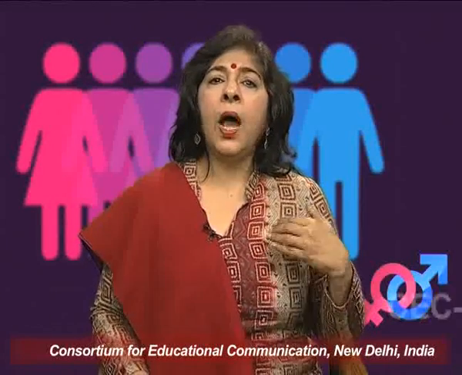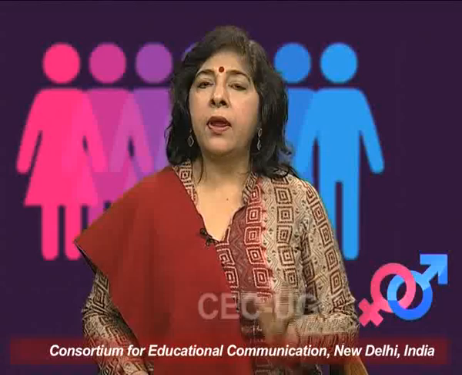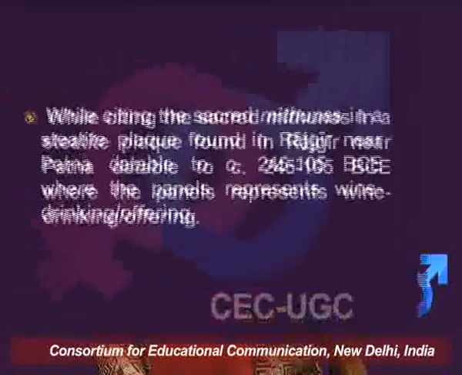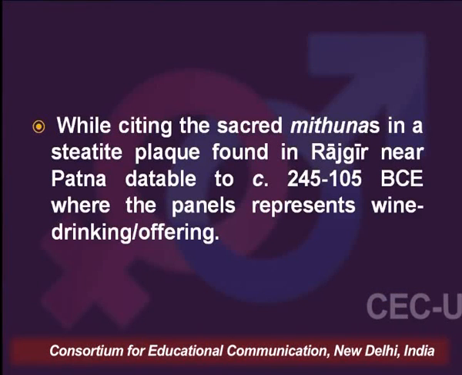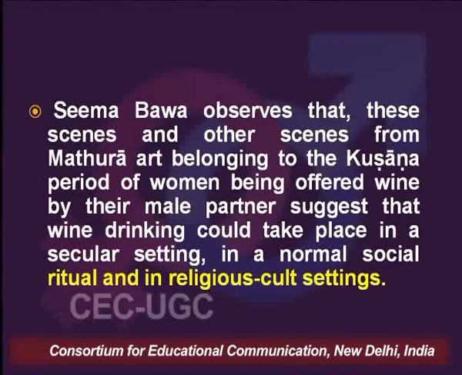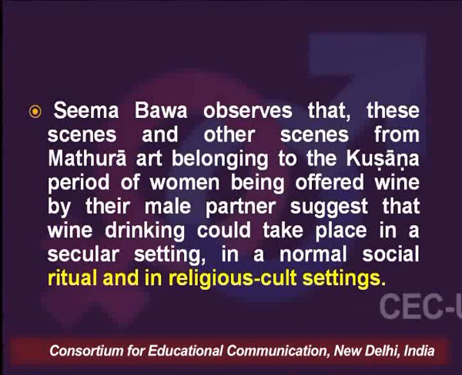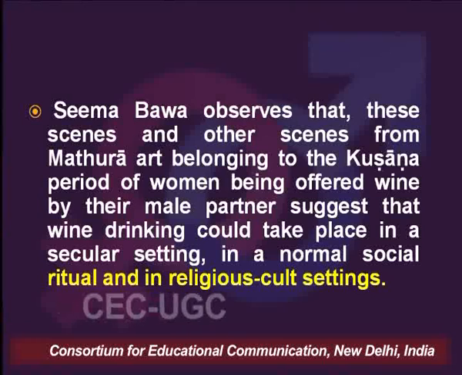regions. Now, while citing the sacred Mithunas in a steatite plaque found in Rajgir near Patna, that is datable around 245 to 105 BCE, where there are panels which represent wine drinking as well as offering, Seema Bava has observed that these scenes, and there are several other scenes also from Mathura art which belong to the Kushana period, show women being offered wine by their male partner.